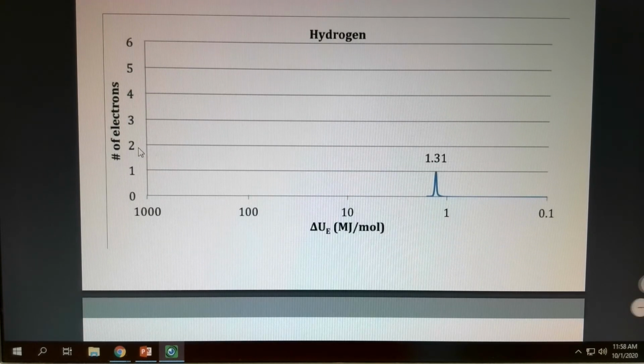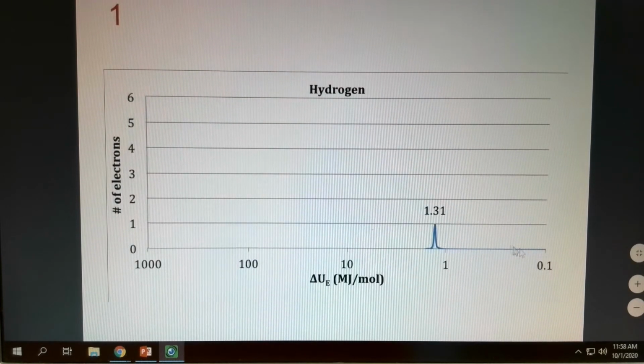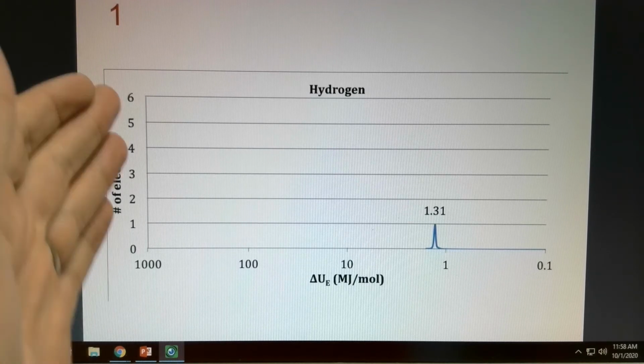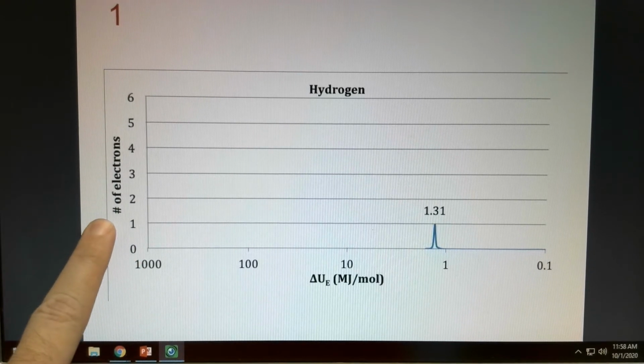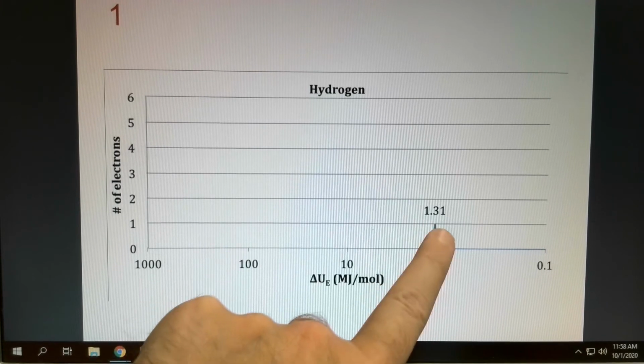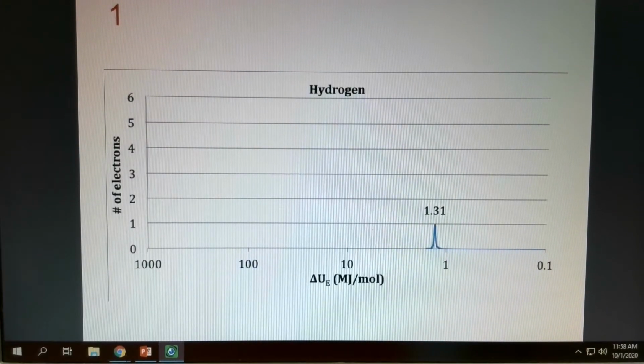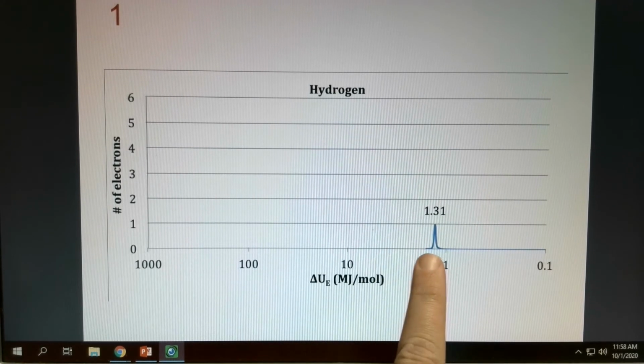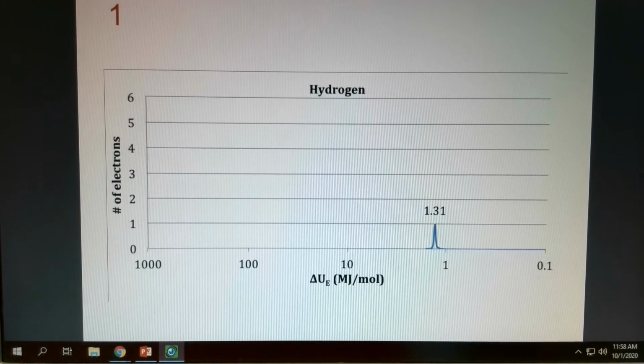So here is hydrogen's photoelectron spectrometry graph. Hydrogen is unique because it only has 1 electron. So if you look on the y-axis over here, we have number of electrons. On the x-axis, we have energy. So what this means, and the 1.31 is the actual amount of energy required to remove that electron. So that is the 1 peak for its 1 electron.